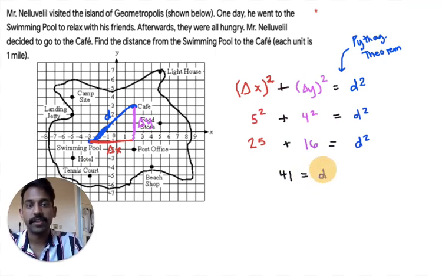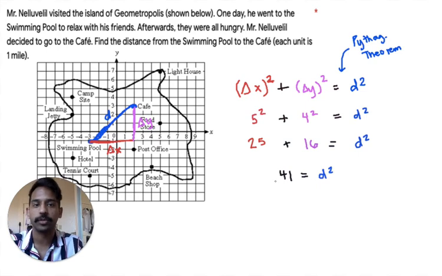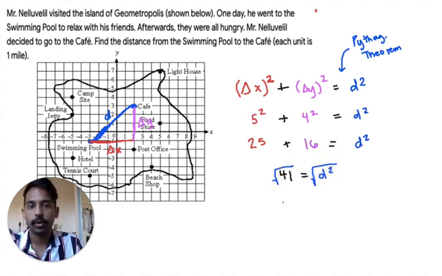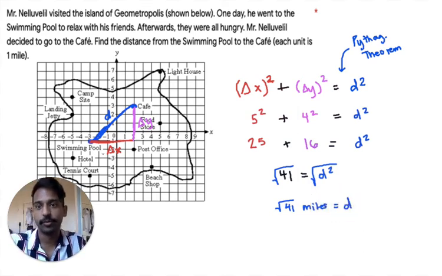But in order to find the distance, we don't want d squared. We want to make sure we square root both sides. And so we're going to end up getting the square root of 41 miles is our distance. That would be the distance if we went straight from the swimming pool straight to the cafe.